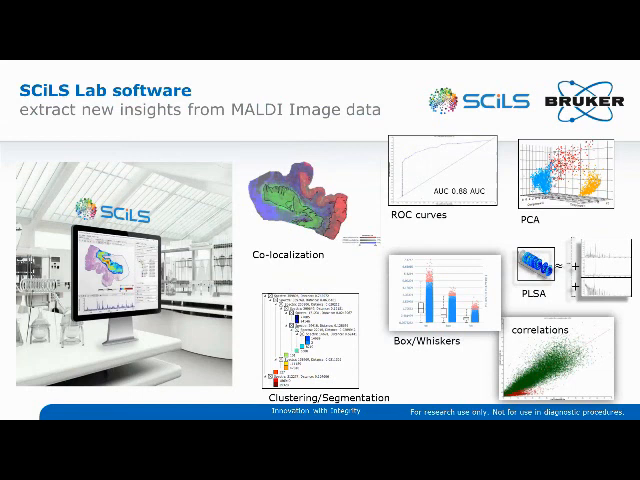We can do co-localization. If we know a region of interest, a tumor, for example, we can ask the SCiLS Lab software to pull out and extract all compounds that are most abundant in the tumor region or most abundant out of the tumor region. We can look at ROC curves. How good is a particular ion as a classifier for two different regions of the sample? Principal components. If we have multiple regions that we want to look at and differentiate, we can use principal components and the like. So there's an entire cadre of statistical tools that are available and ready to apply to our MALDI imaging data.